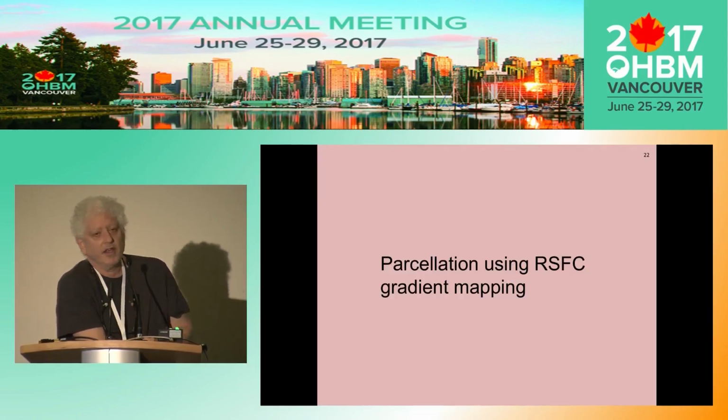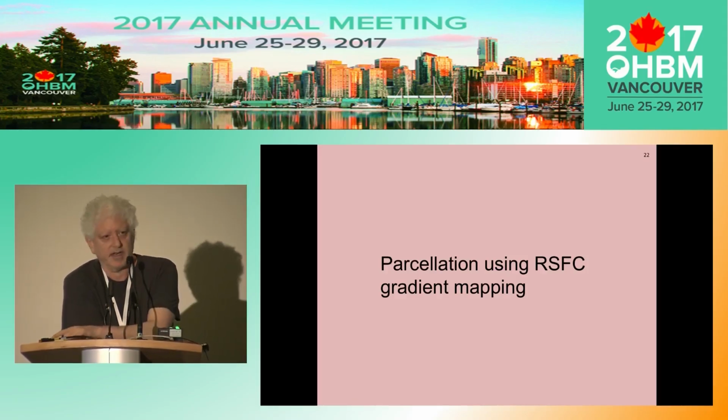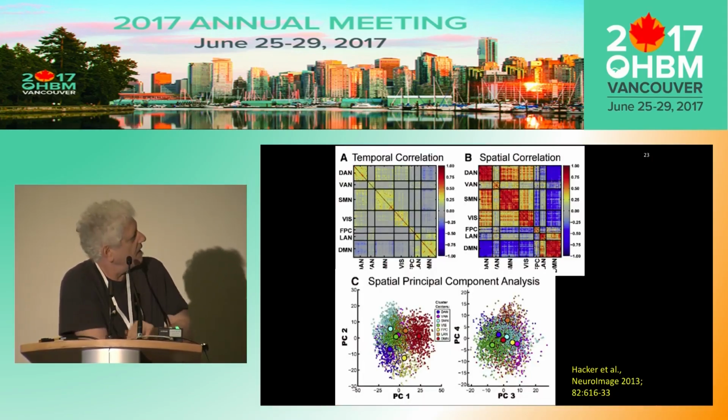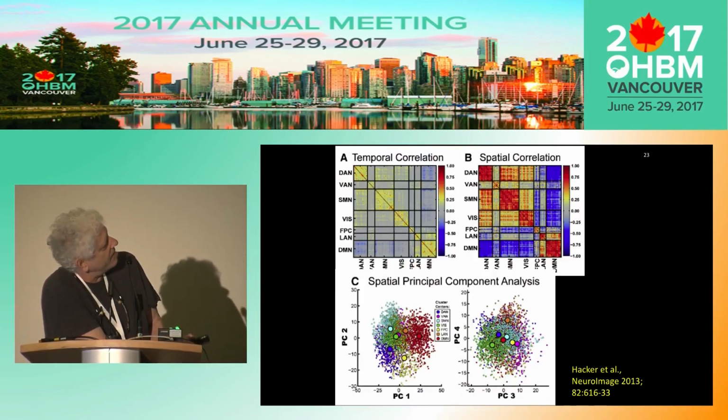So you can do this with resting state fMRI using gradient mapping, or gradient intensity boundary mapping. So what's the idea? Here is my resting state matrix based on temporal correlation.